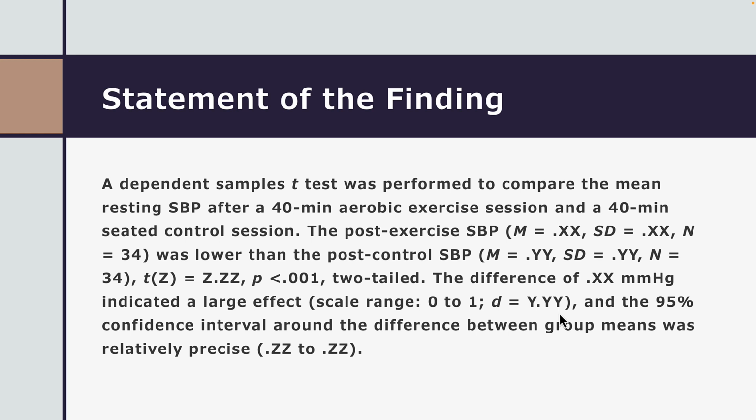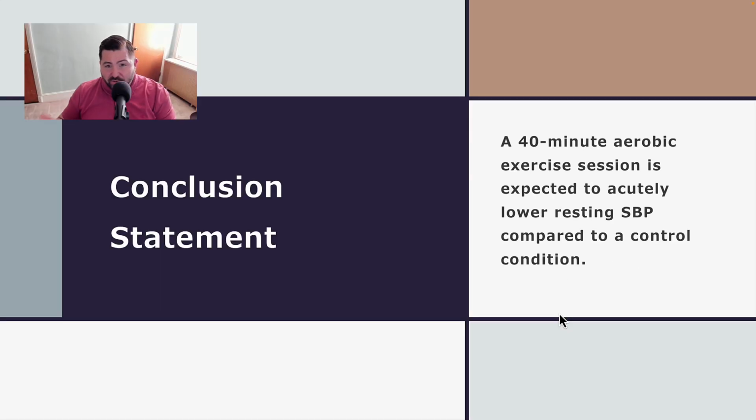And you calculate the p-value, the t-statistic, etc., and you acknowledge it was a two-tailed test. The difference in however much the absolute value was in millimeters of mercury indicated a large effect, and the 95% confidence interval around the difference between the groups was relatively precise, right? So these are examples of APA 7th edition style of how you would write up your findings.